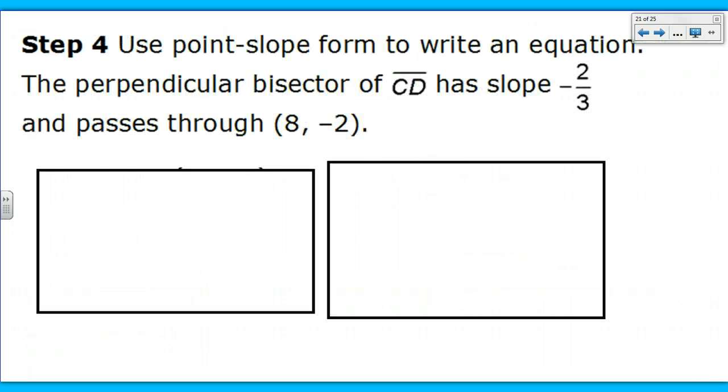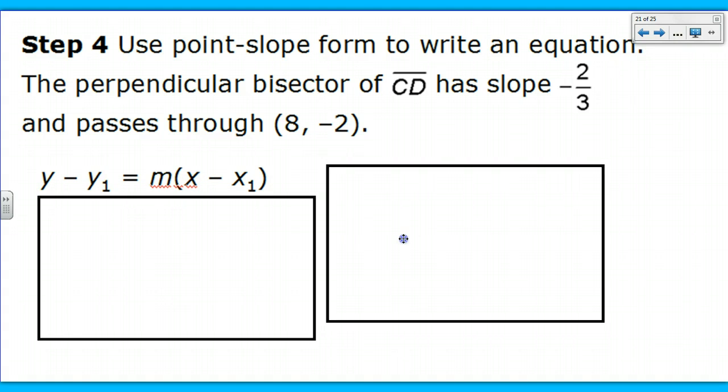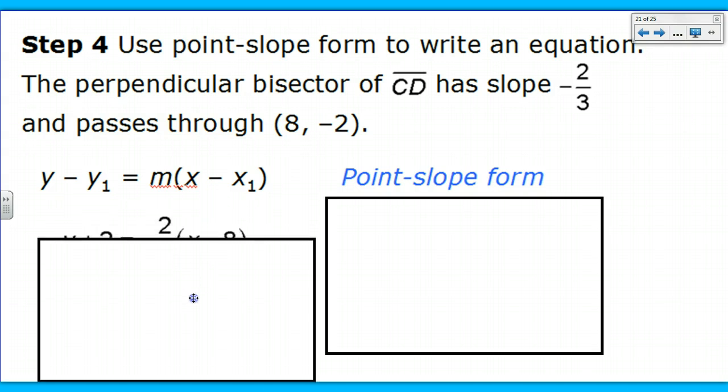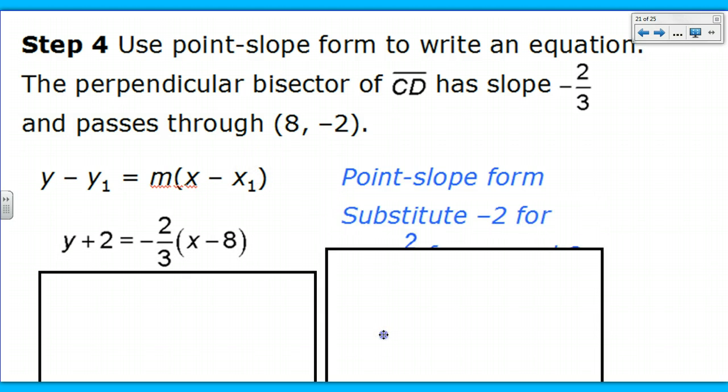Okay, so we're ready to use point slope form to write an equation. And we know that this perpendicular bisector has a slope of -2/3, and it passes through that midpoint that we found. So we have a point and slope. Can you jot down point slope form? y minus y1 equals m times x minus x1. And so now we simply substitute y minus -2, or y plus 2, equals -2/3 times x minus 8, substitution, right?